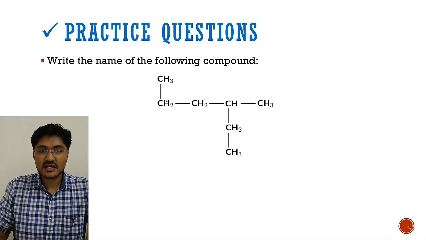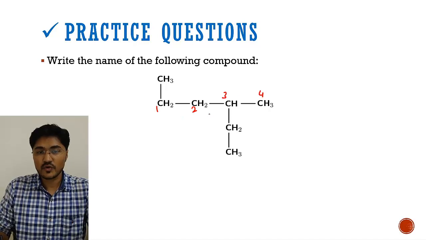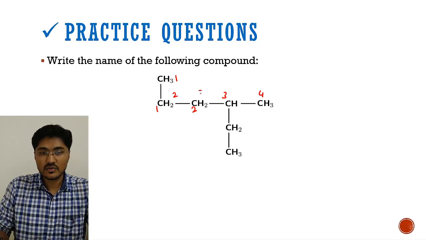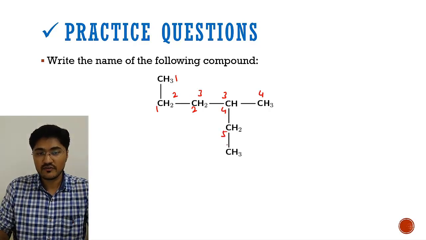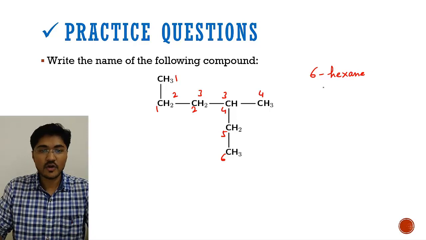Again this is a branched carbon chain, but let's see which is the longest chain. So this will be 1, 2, 3, 4. Okay, now this can be 1, 2, 3, 4, 5, 6. So I guess 6 will be the maximum, and 6 is for hexane, and we already know that.